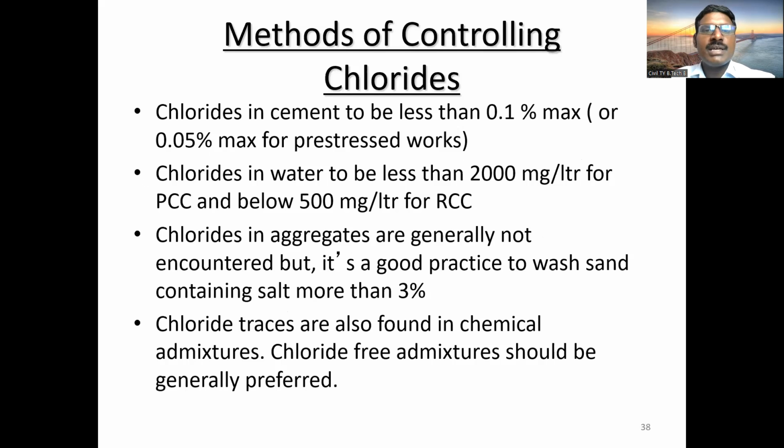Generally chlorides in the cement are to be less than 0.1% maximum. Repeating, chloride in the cement is to be less than 0.1%, and chloride in water to be less than 2000 mg per liter for the PCC and below 500 mg per liter for the RCC. This is very important for the MCQ examination.